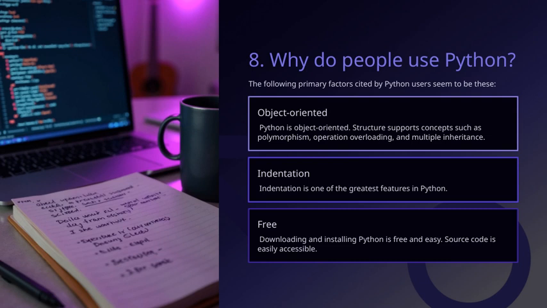And then, there's the fact that Python is completely free. You can download and install it without any cost, and the source code is easily accessible. This openness encourages a wide community of users and contributors, making Python even more versatile and constantly evolving. All these factors, its object-oriented nature, its emphasis on indentation, and its free accessibility, really highlight why Python is such a popular choice for developers around the world.